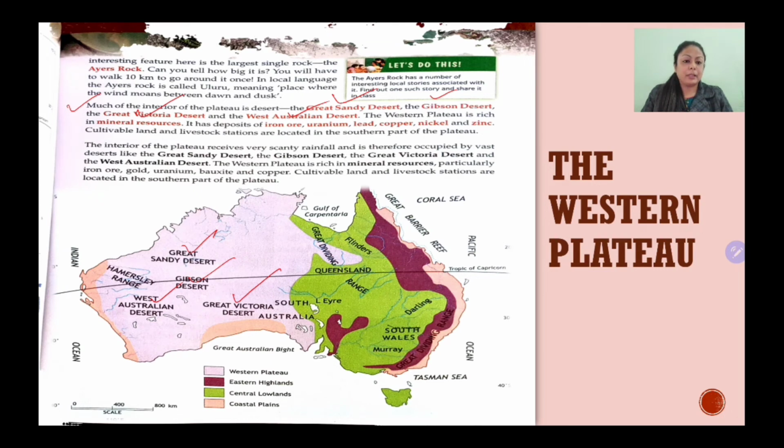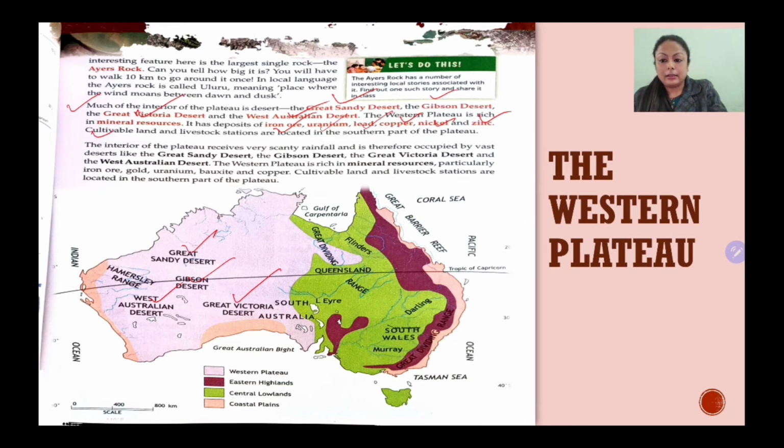Wherever in the world plateaus are there, they are rich in minerals because they are very old, and minerals are formed when fossils and other organic matter like plant matter and animal matter undergo chemical changes, then they get transformed into valuable minerals. So iron ore, uranium, lead, copper, nickel, zinc. These are the important minerals found in the Western Plateau.